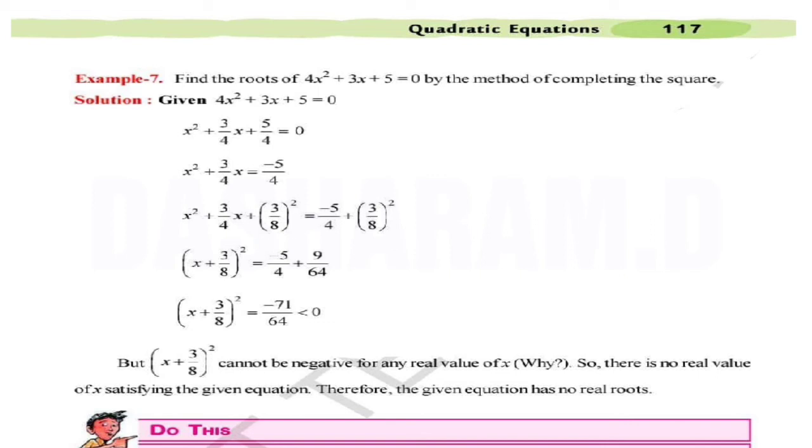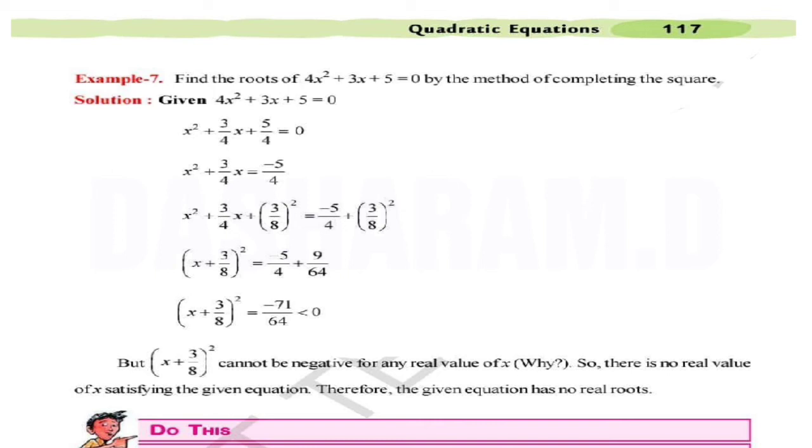Now this LHS became a perfect square. So it is equal to (x + 3/8)² = -5/4 + 9/64. Now -5/4 + 9/64 is -71/64. So -71/64 means it is a negative number. A negative number is always less than 0.